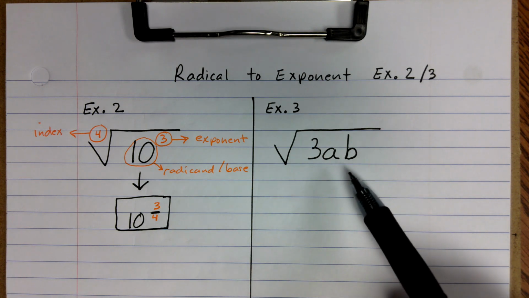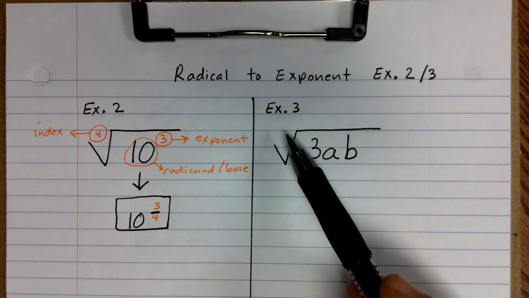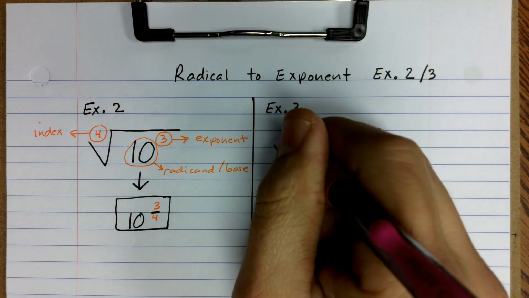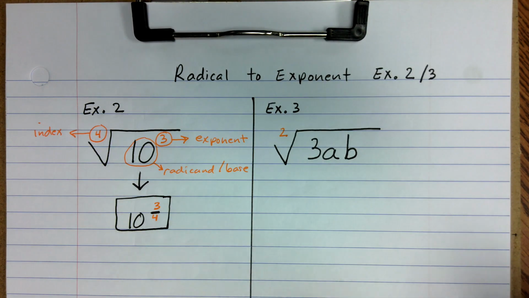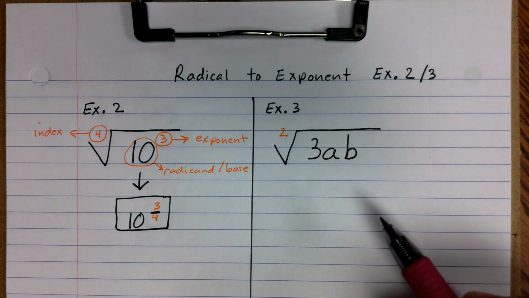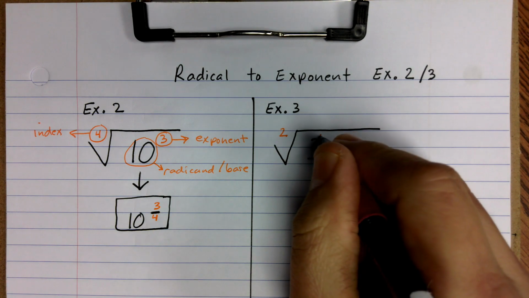So we're going to follow a similar process to convert this one on the right. Notice this one doesn't show an index. And remember that anytime it doesn't have an index, our index is going to be 2. Also notice that these in here don't show a power, which means that their power is going to be 1.